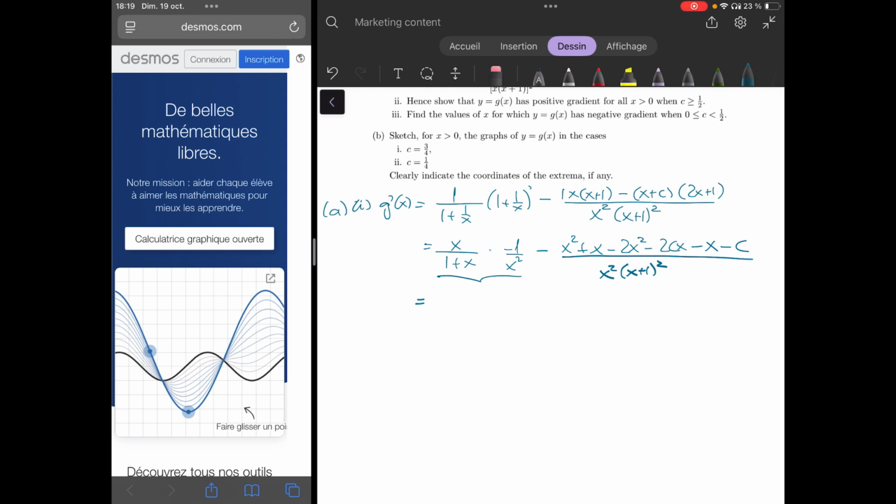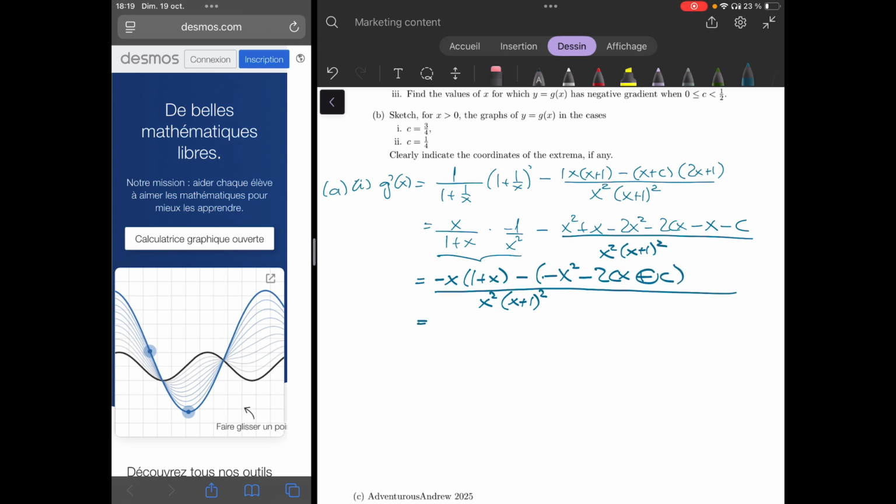Now we want to put it all over the same denominator. To do this, we must multiply the first term by 1 plus x. The second term is negative x squared minus 2cx plus minus c. And that will give you the printed answer.